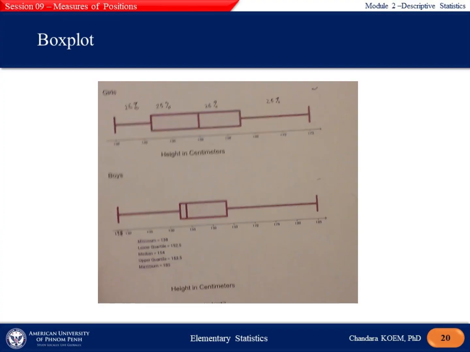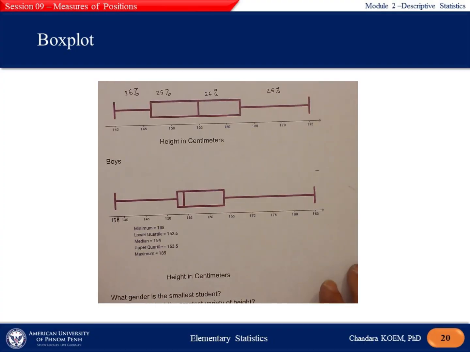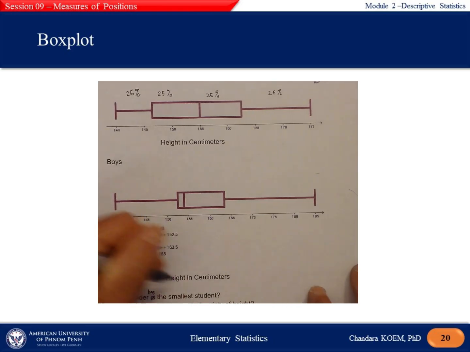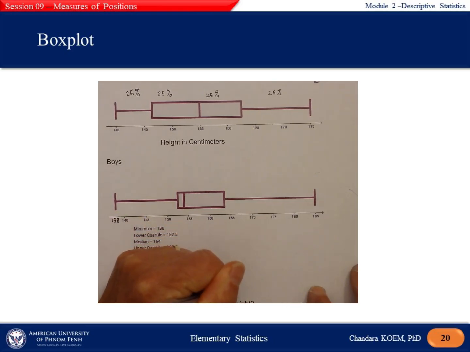First up, and I'm sorry we can't see both plots, so I'll have to move it back and forth. It says, which gender has the smallest student? If I look at these, I know the two extremes, the smallest is going to be on the lower extreme. The females is 140, and the males is 138. So the males are going to have the smallest student in height.